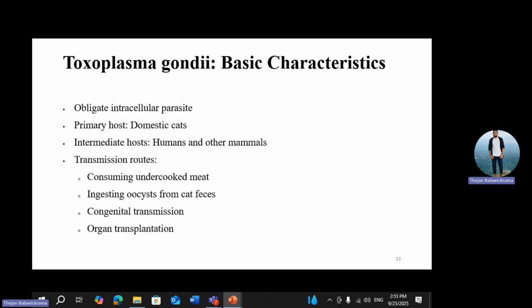Ingestion from cat feeds, and also from the cats: if the cat is already infected, with all the external products of the cat to the environment, these parasites are going to be released. Congenital transmission and organ transplant. Organ transplant is obviously highly possible. Why? If the organ taken from one animal is already infected, when it is transplanted to another one, infection can go. That is obvious.